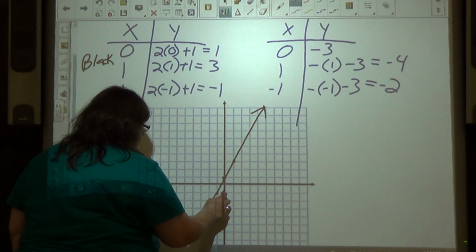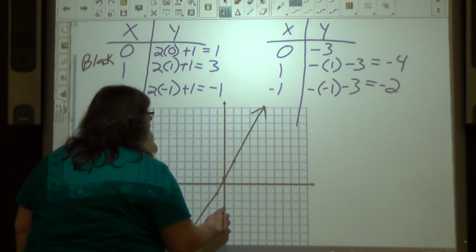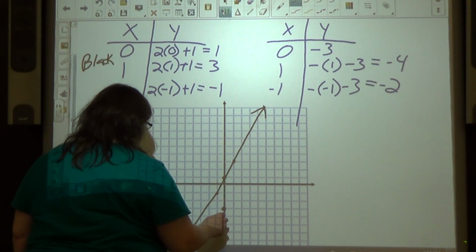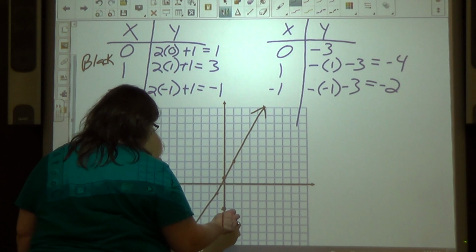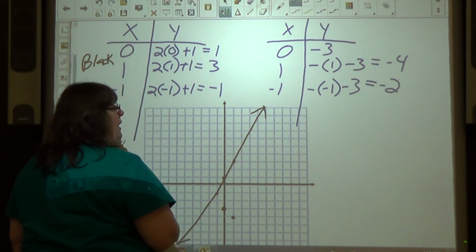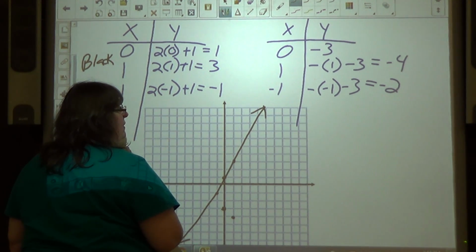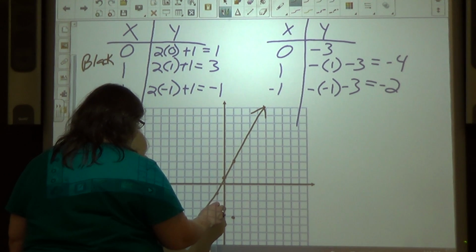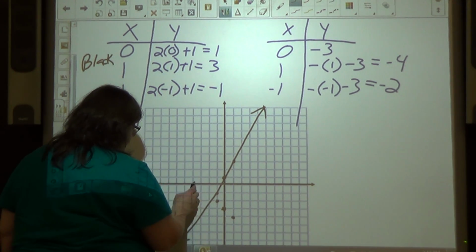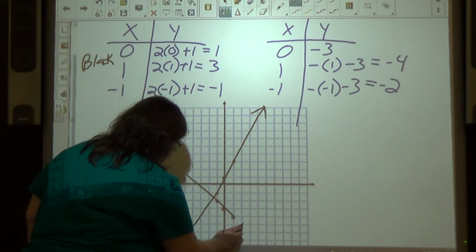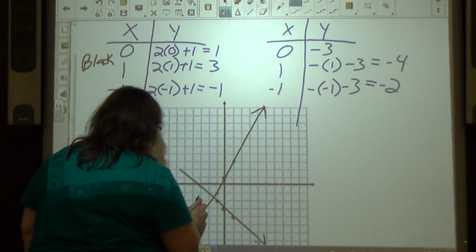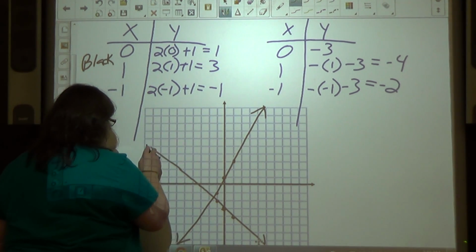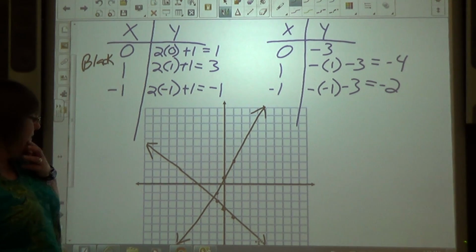Now, 0, -3, 1, -4, and -1, -2. Okay? And there's our point of intersection.